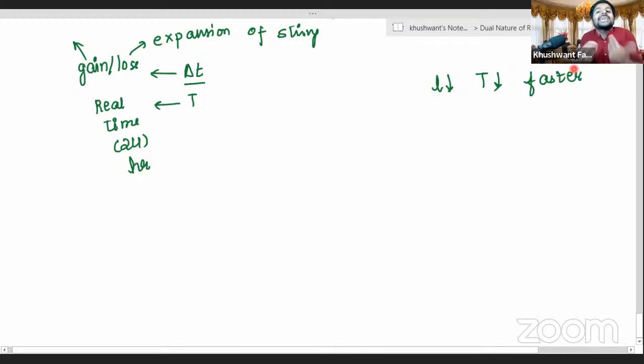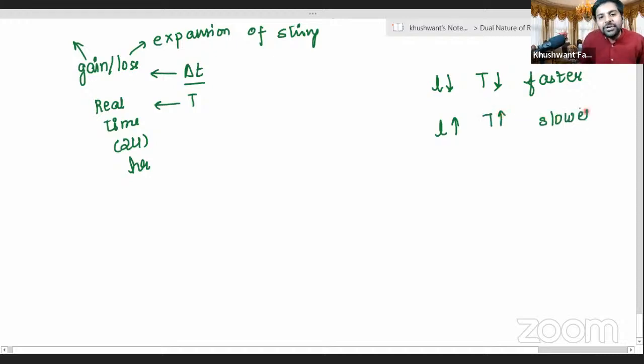Obviously now it will take less time for every oscillation, so it will complete one oscillation in 0.5 seconds, and we will think that 1 second is gone, right? So now we will start going ahead of time, and the reverse happens when the length increases. If length increases, time period will increase and we will become slower.